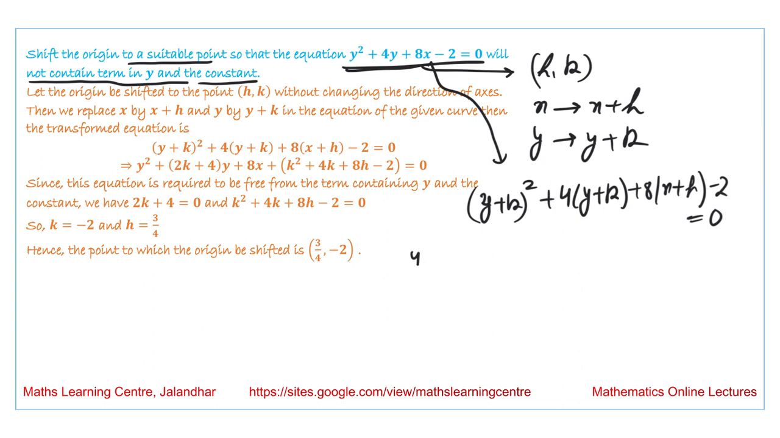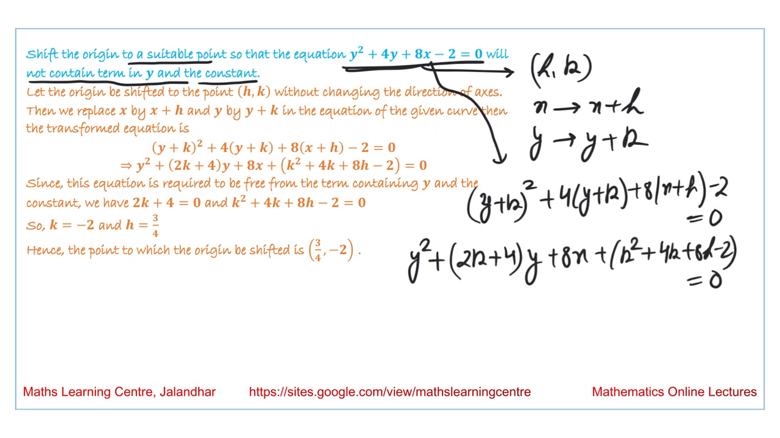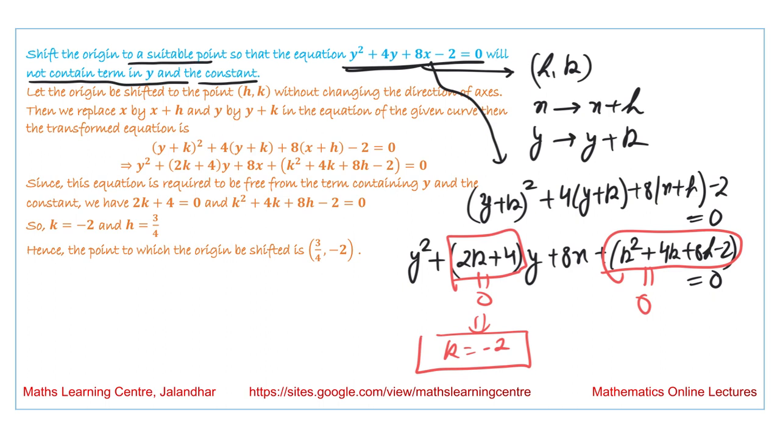Now on solving this, we obtain y square plus (2k plus 4) y plus 8x plus k square plus 4k plus 8h minus 2 is equal to 0. Now what we want is that the constant term should be 0 and the coefficient of y should be 0. So on solving this, we obtain k is equal to minus 2.